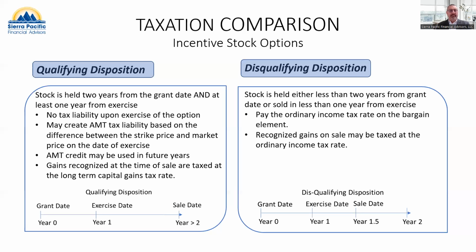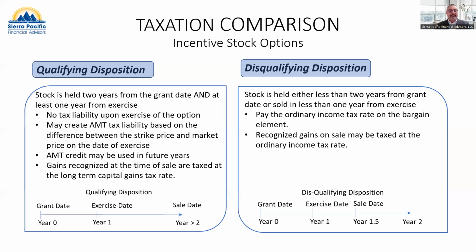A disqualifying disposition means you violated one of the first 2 rules. You either sold before you were 1 year from the exercise date, or you didn't hold the stock for 2 years from the grant date. So again, the stock is held less than 2 years from grant date or sold less than 1 year from exercise. So now you're going to pay ordinary income tax rate on that bargain element. And remember that bargain element is the difference between the fair market value on exercise date minus your exercise price. And the recognized gains on sale may be taxed at ordinary income tax rate, again, if you didn't hold it for more than a year.